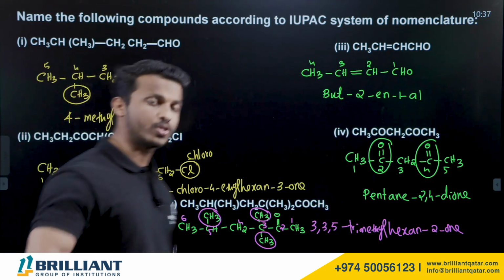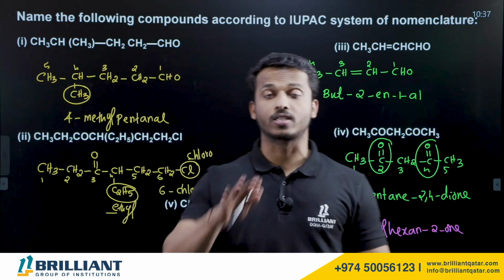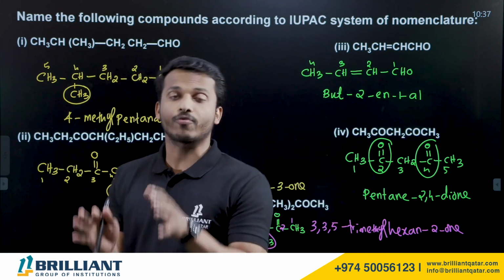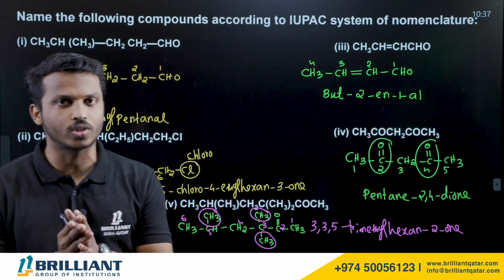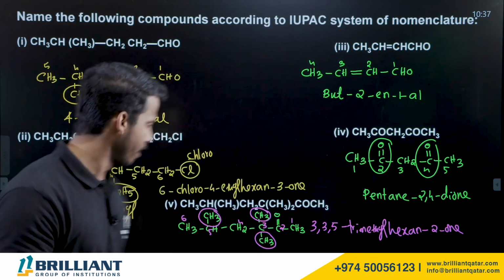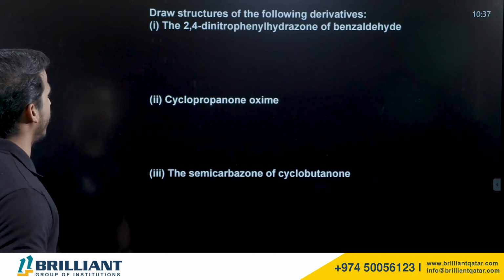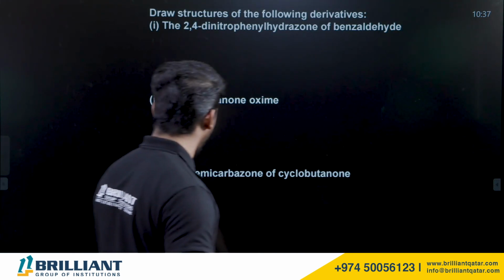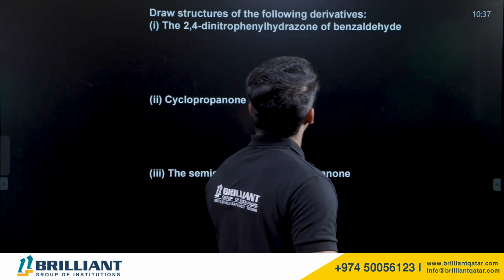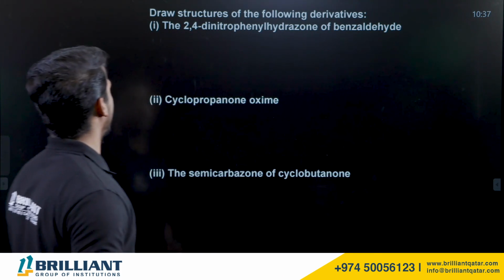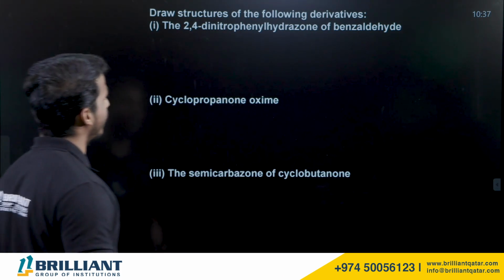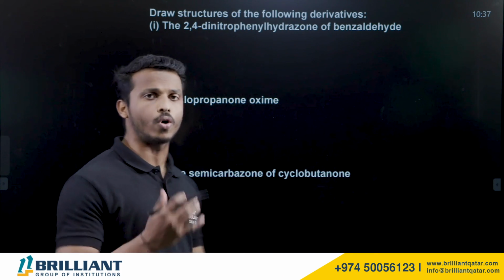So dear, when you are studying an organic chapter, it's compulsory to make perfection in the IUPAC nomenclature, then only you should enter into the chapter. Let us go to the next question. Draw the structures of the following derivatives. Question number 1, the 2,4-dinitrophenylhydrazone. You may study it.